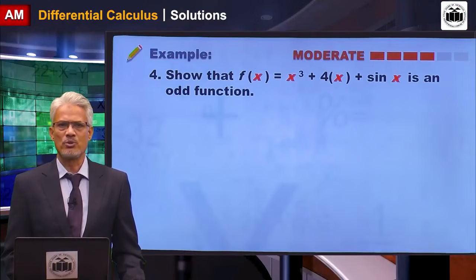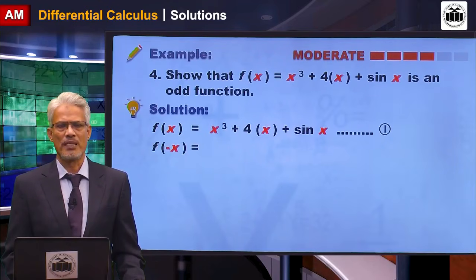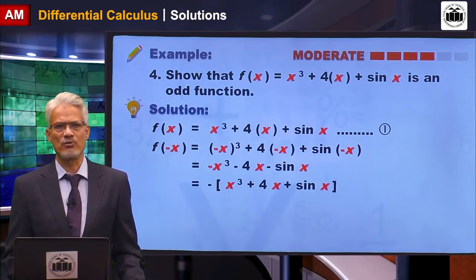Now we are looking at the solution of question number 4, which is: f(x) = x^3 + 4x + sin x is an odd function. We know for the test of odd and even function, we substitute minus x in place of x. Therefore, here also we will substitute minus x in place of x. So f(-x) = (-x)^3 + 4(-x) + sin(-x), which is equal to -x^3 - 4x - sin x. We are taking minus as common. Therefore, it is -(x^3 + 4x + sin x).